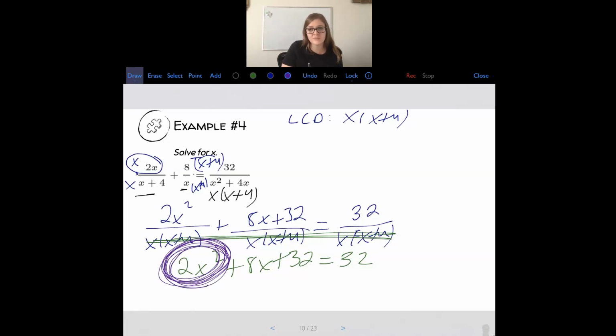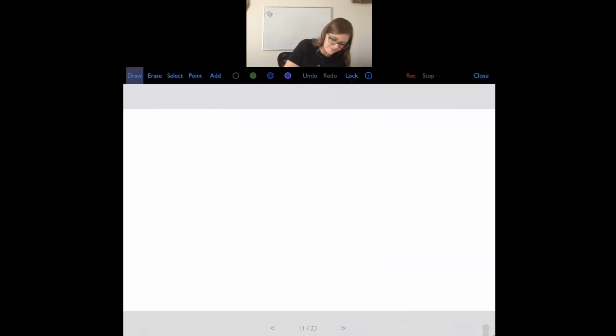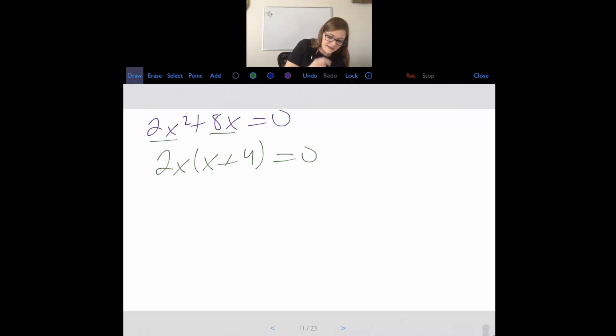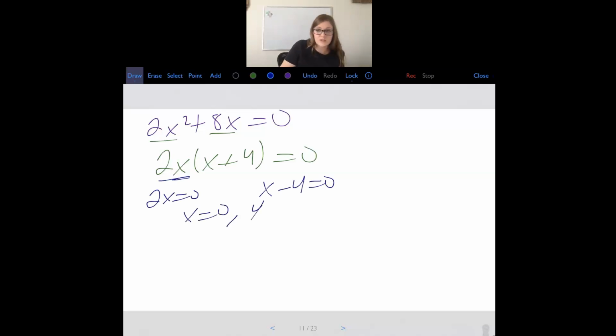Okay, so we want it in the form possibly of ax squared plus bx plus c equals 0. So I'm going to subtract the 32 from both sides. And I get 2x squared plus 8x equals 0. First thing to look for in factoring is a greatest common factor. So both of these have a 2x. Okay, now anything that has an x gets set equal to 0 or becomes part of the solution. So we have 2x equals 0, x plus 4 equals 0. So x is 0 and negative 4.